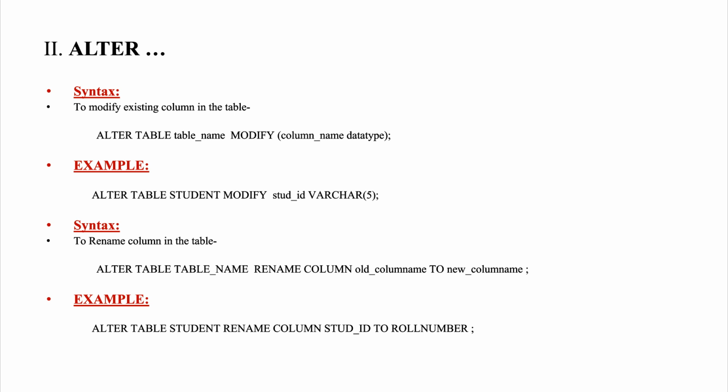So you can also modify student id from integer to varchar by using the alter command. Syntax: rename. To rename a column in a table, you can also change your column name by using the alter command. Syntax: alter table, table name, rename column, old column name to new column name, semicolon. Example: alter table student, rename column student id to roll number, semicolon. Here student id is the old column name and the new column name is roll number.